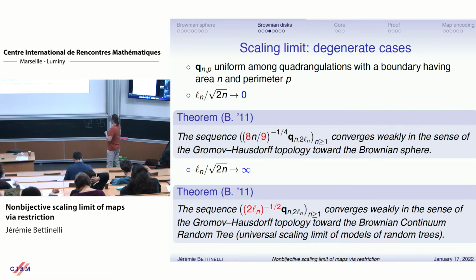The Brownian CRT, which is the universal scaling limit for models of trees. So if you want, as you rescale more than n to the minus 1/4, you don't see the faces anymore. You just see the boundary. And in the end, you have a scaling limit of your structure, which at this scale is a tree, because you don't really see the faces. So it's the same scaling limit as for the tree.